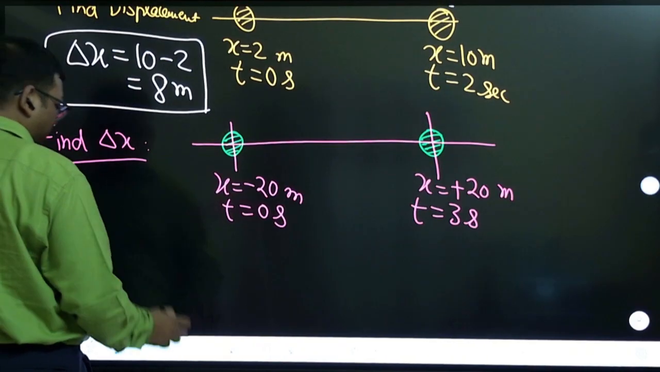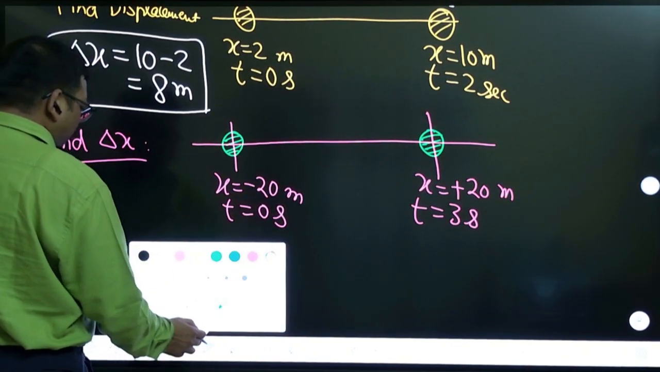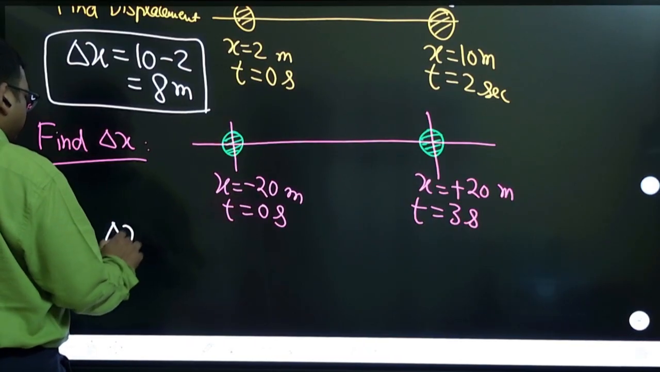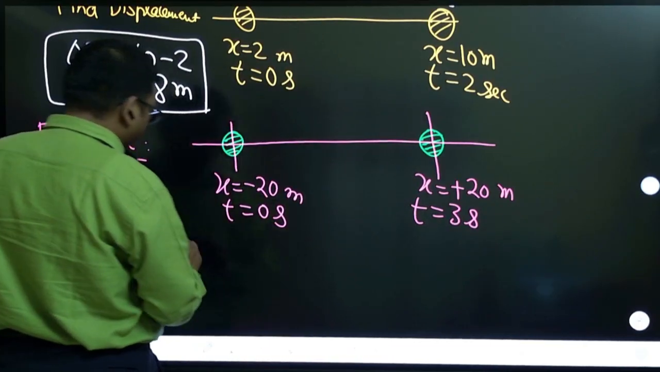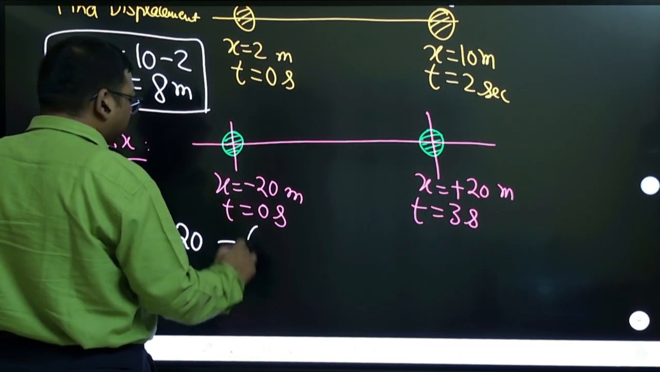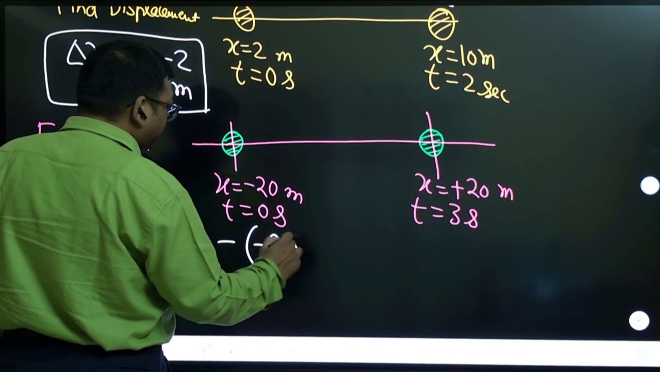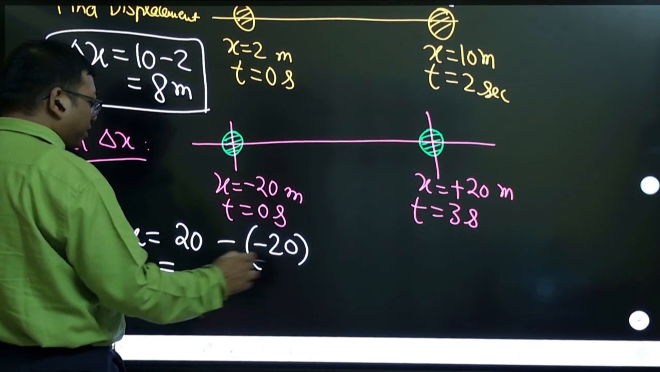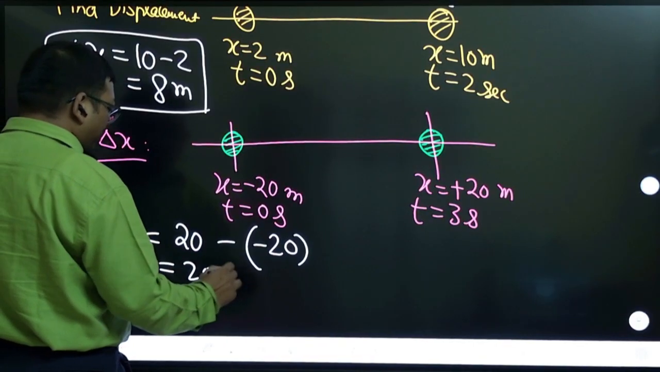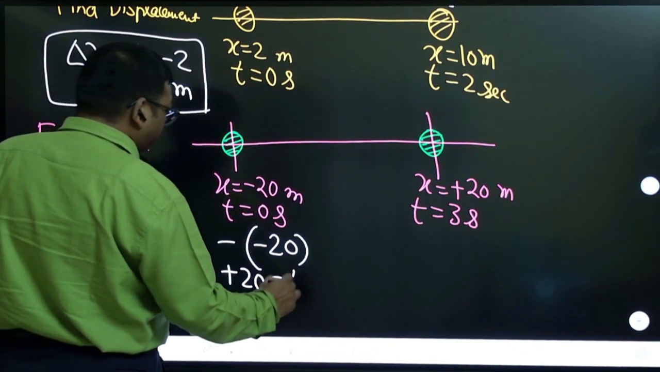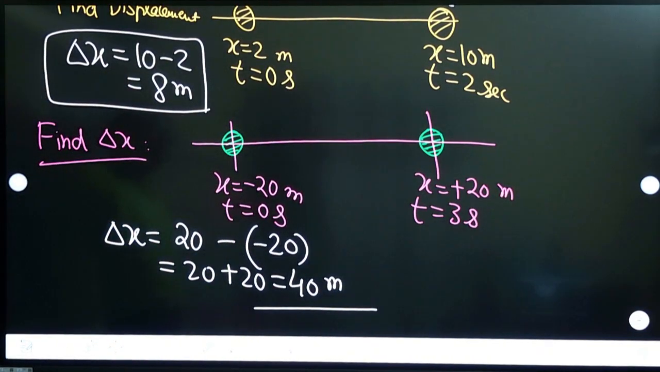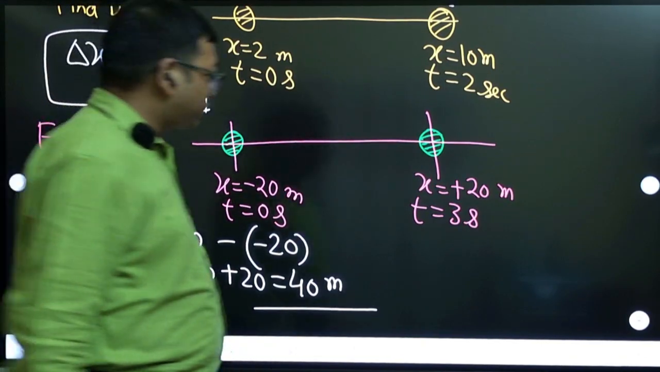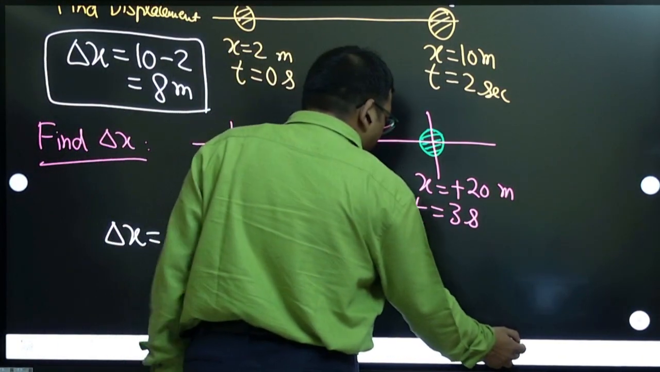Right, you are correct. So displacement delta x is final position minus initial position. Starting is here, this is final. So 20 minus initial position, minus 20. So this is 20 plus 20, right? It becomes 40 meters. Yes, correct. That is 40 meters. Right answer. Okay, so you understood. Next, let us go next.